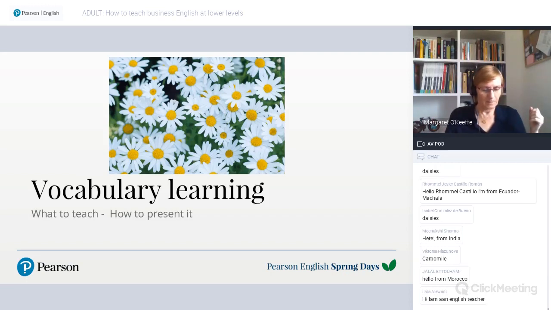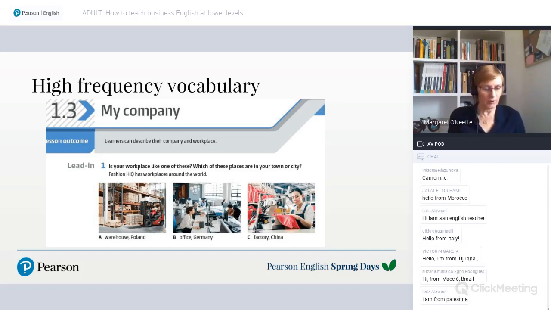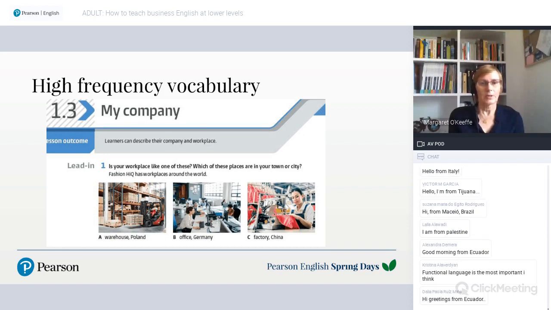Let me give you an example of some high frequency vocabulary that's useful here. This is an example from the first unit of the A1 level, and it's lesson 3. And the aim of this lesson is to talk about my company. As you can see, there's a lesson outcome box there that says learners can describe their company and workplace. So it starts off very, very simply with some basic vocabulary for workplaces. As you can see there, warehouse, office, and factory.